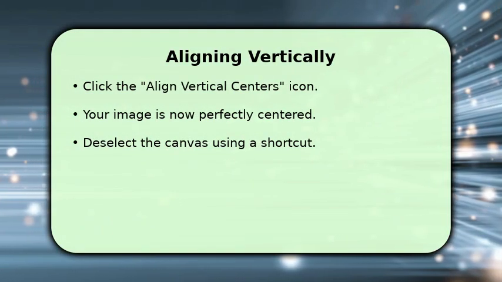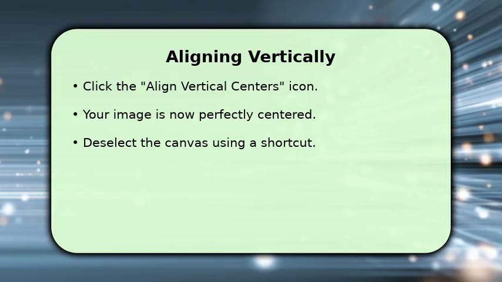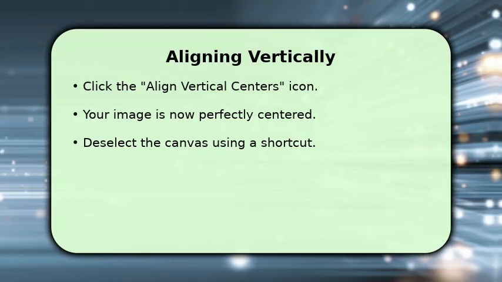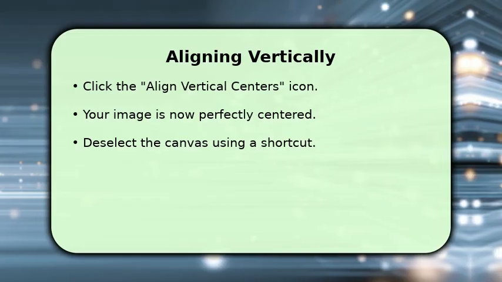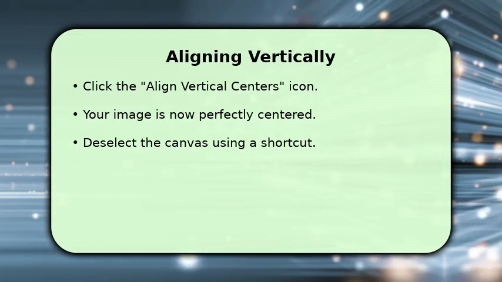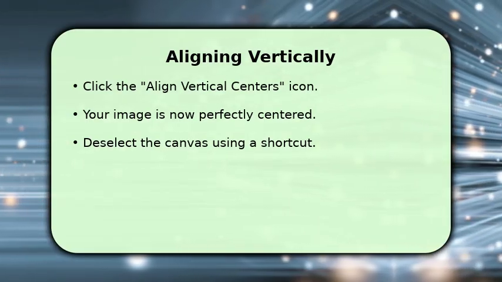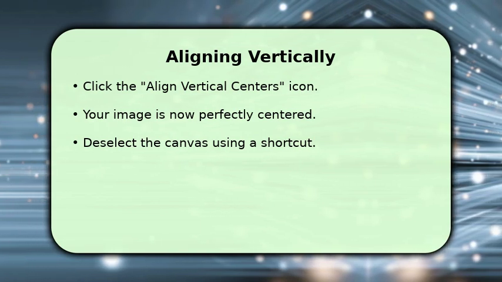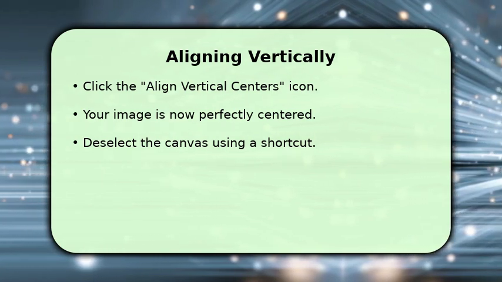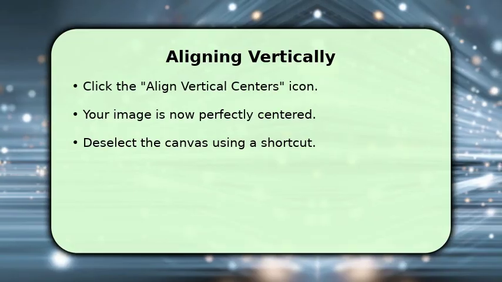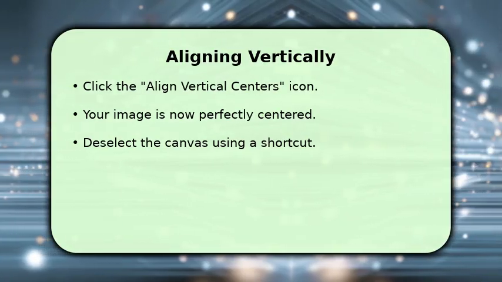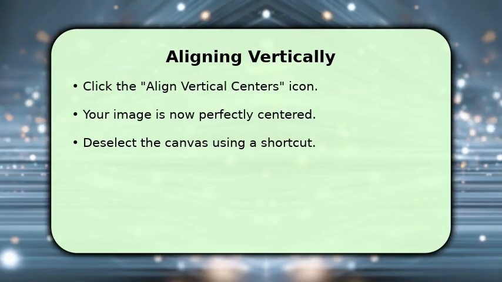Now, to complete the centering process, click the Align Vertical Centers icon, also located in the Options bar next to the Horizontal Alignment option. Your image is now perfectly centered both horizontally and vertically on your canvas. Finally, deselect the canvas by pressing Ctrl+D on Windows or Command+D on a Mac.